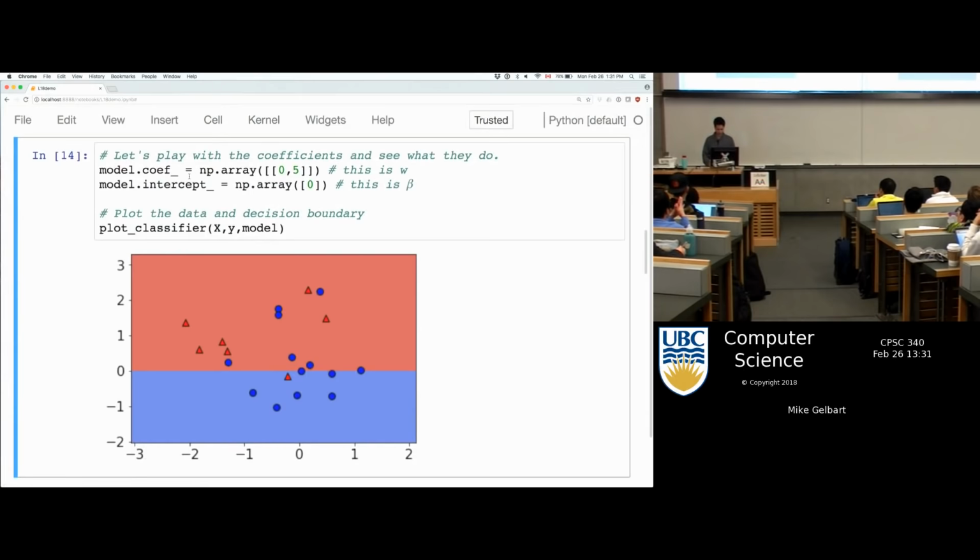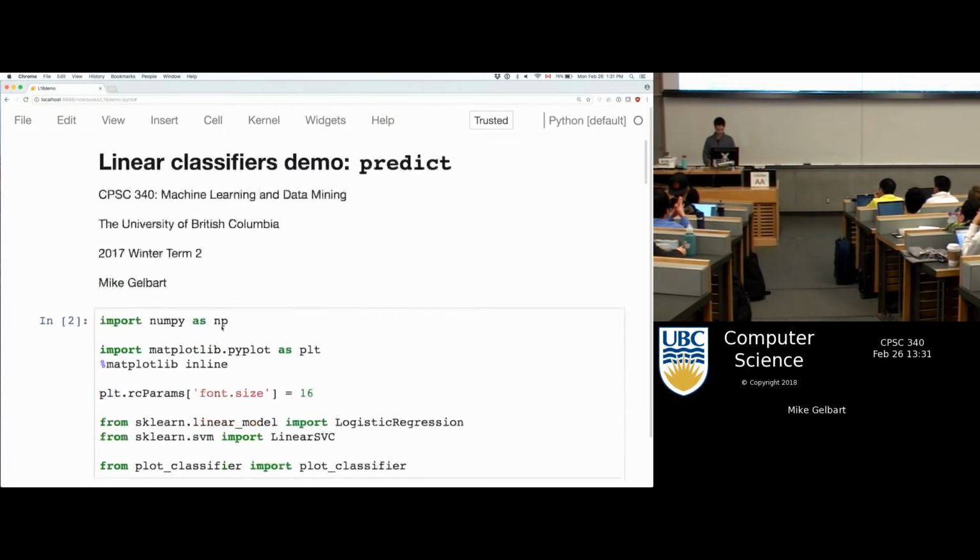Sorry, I just want to disable this saving because it really annoys me. Just a minute.